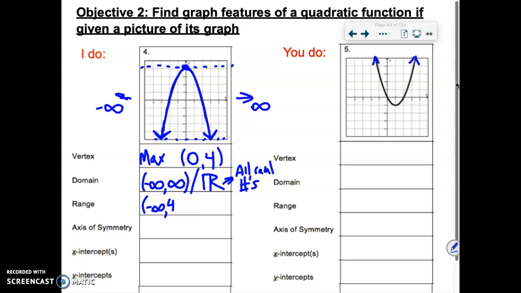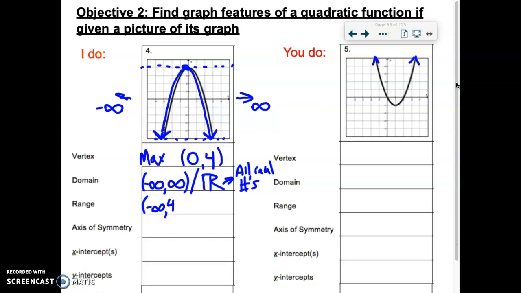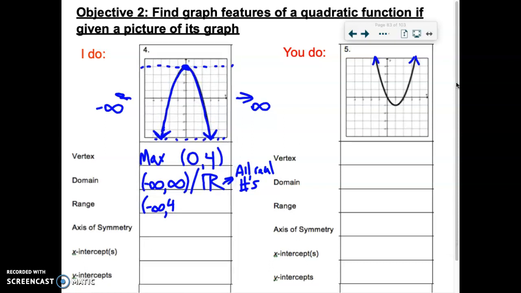So this graph is contained between negative infinity, these endpoints, and positive 4. Now we have to put a bracket around 4, because the graph is a closed dot, or the graph goes through the point of 4. And we have to write it like this, negative infinity to 4, because again, it's the lowest y value to the highest y value.